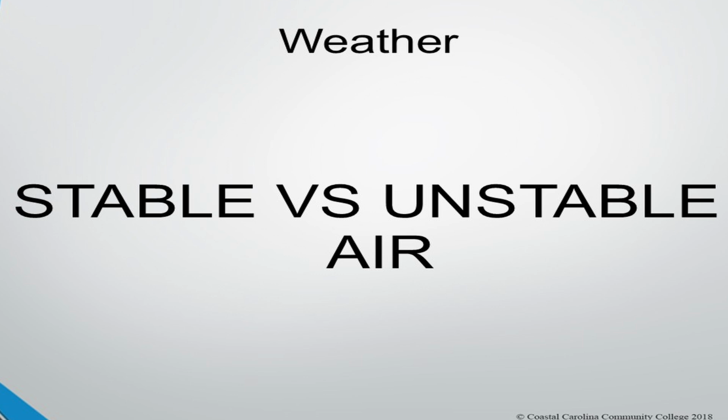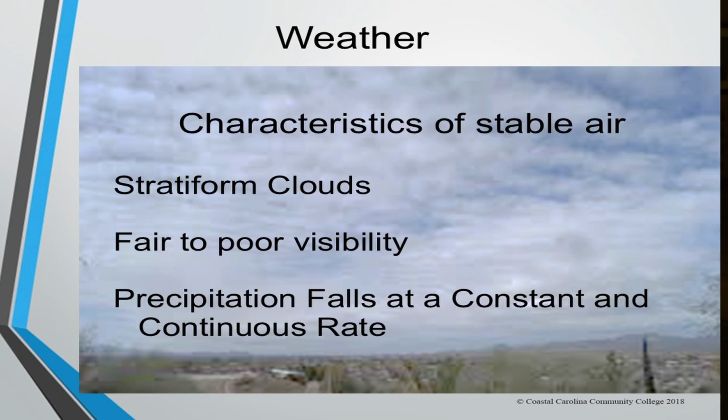I've seen a lot of questions on stable versus unstable air. Stable air is typically stratiform clouds. Those are the wispy, high, just kind of no vertical feature to them. During stable air, the wind speed is low to none. And so your visibility may get bad because of stuff building up in the atmosphere and not blowing away. If it is raining, it rains at a constant and continuous rate.